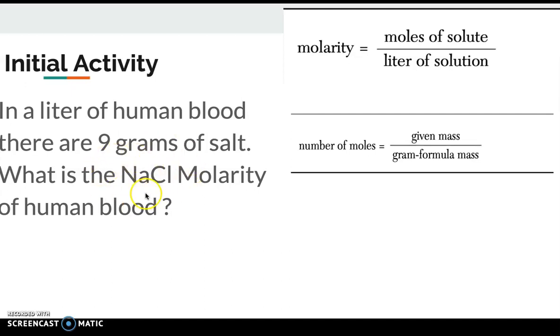Looking at our reference table, we can determine that the atomic mass of sodium is 23 AMU, and the atomic mass of chlorine is approximately 35 AMU. So 23 plus 35 is going to give us 58. We're going to plug this into our moles equation. So 9 grams over 58 grams per mole is going to give us 0.155 moles of salt.